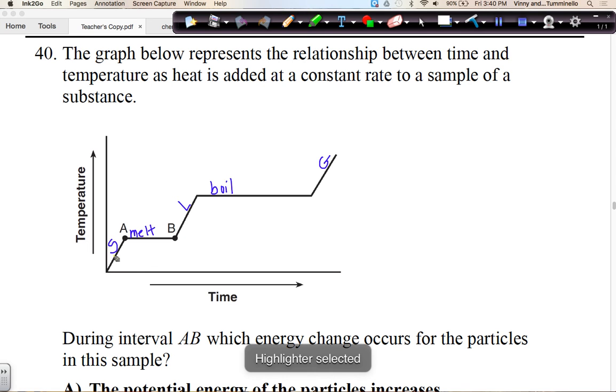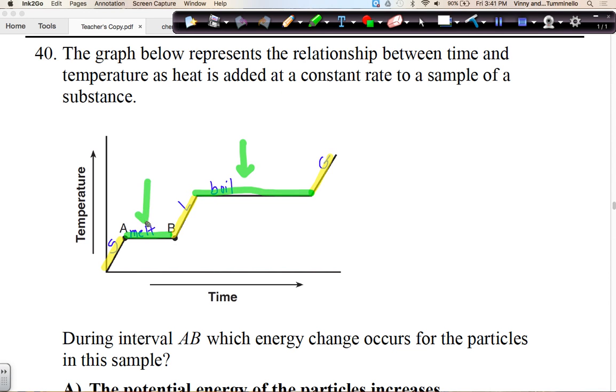The slanted lines represent when kinetic energy is changing because the temperature is being shown to change. And my phase changes are when potential energy is changing, but kinetic is remaining the same. If temperature doesn't change, kinetic energy doesn't change. We also have, at our two phase changes, an equilibrium between the two phases. So we have solid and liquid both present, and there's an equilibrium at melting.